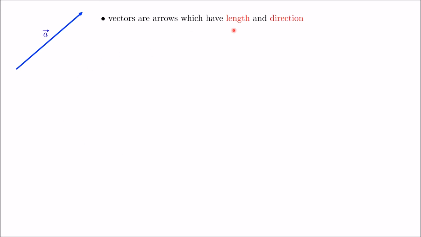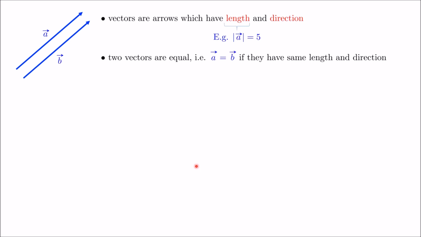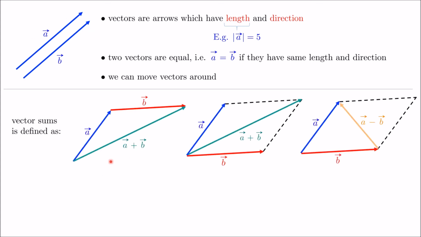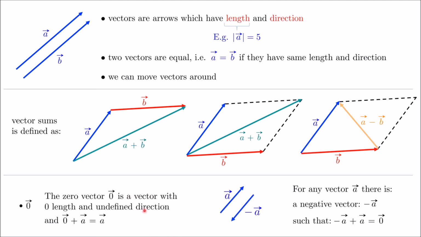Let's summarize these results. So vectors are just arrows which have length and direction. And to specify length, we use this sort of notation. And these are the only two features of vectors, meaning two vectors will be equal if they have the same length and direction. And we've got to remember that we can take vectors and just move them around. And next we defined vector sums using these diagrams, with vector subtraction as a special case of a vector sum. And we also discovered two special vectors, the zero vector, and for any given vector, we can also construct its negative vector.